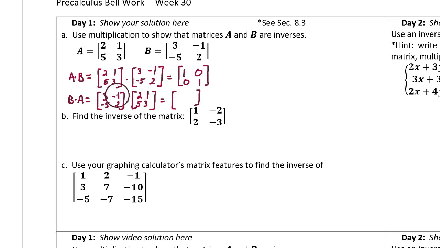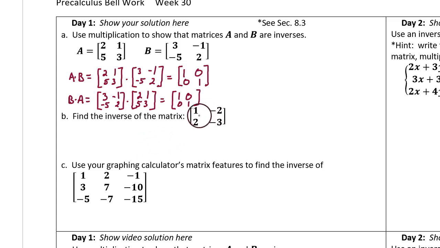3 times 2 is 6, and that's negative 5, so that's 1. 3 times 1 is 3, and that's negative 3, and that's 0. And this will be 0, 1. Because both times we get the identity matrix, that's verification that those are inverses.